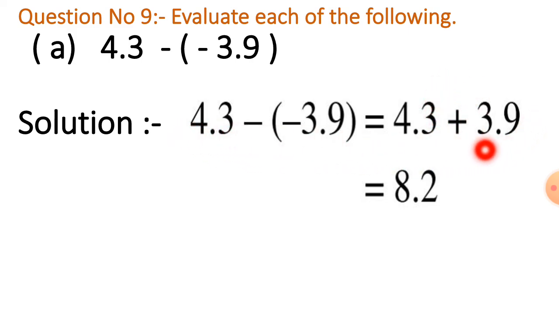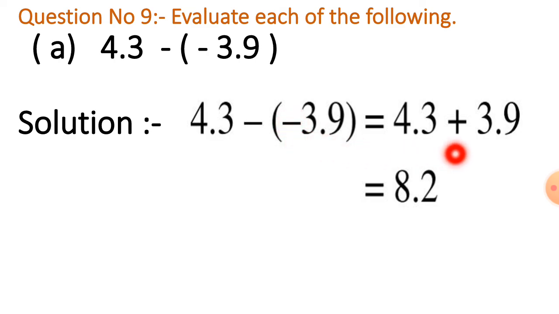So let's repeat again. 4.3 minus minus 3.9. Minus minus gets plus. This is the plus sign. 3.9. This addition method we have done at the start of chapter number 2, exercise 2.1 and 2.2. The video is also present on the YouTube channel. I am going to send the link as well. So it has been explained there how to change this sign.